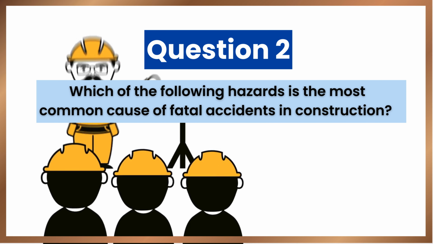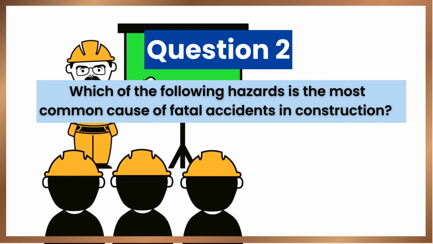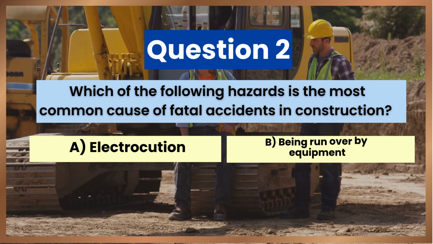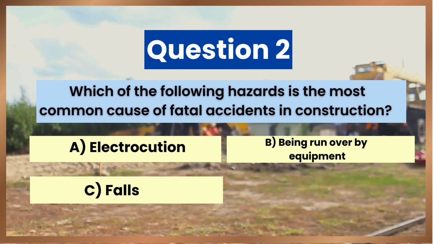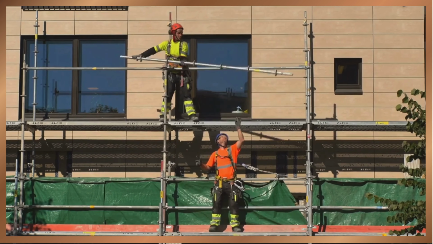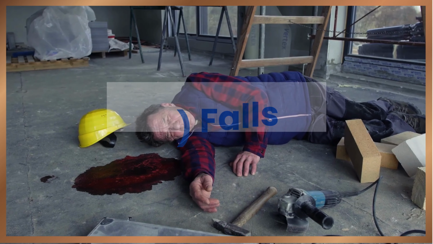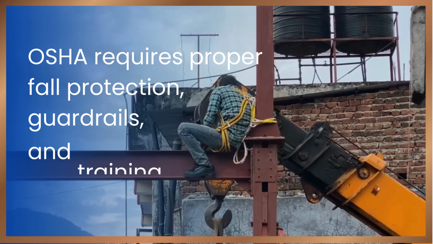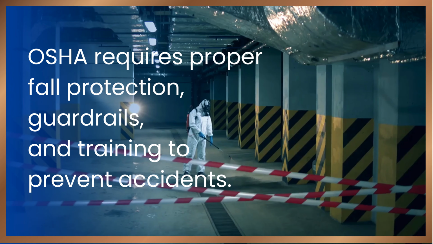Question 2. Which of the following hazards is the most common cause of fatal accidents in construction? A. Electrocution. B. Being run over by equipment. C. Falls. D. Being struck by machinery. The correct answer is C. Falls. Falls are the leading cause of death in construction. OSHA requires proper fall protection, guardrails, and training to prevent accidents.